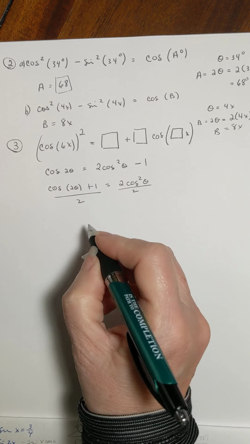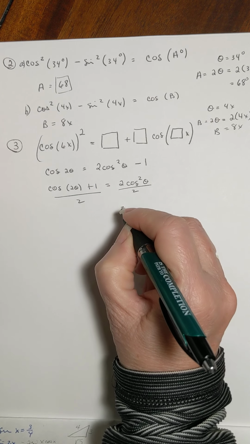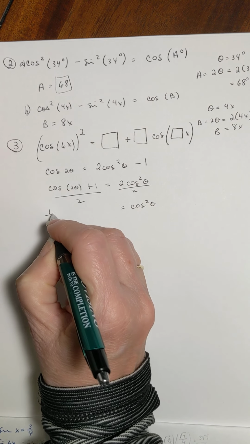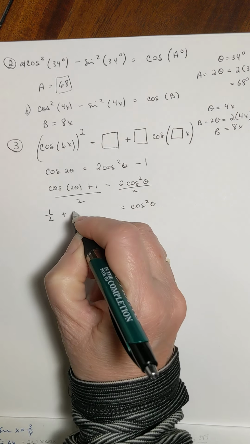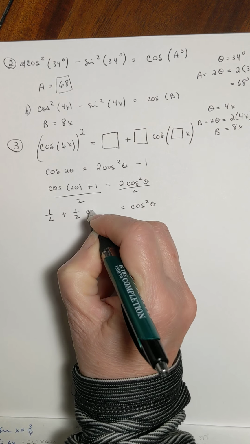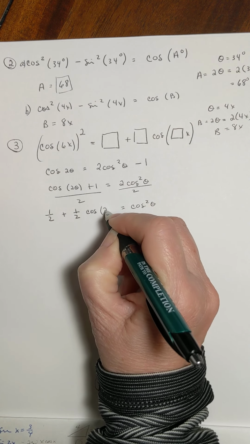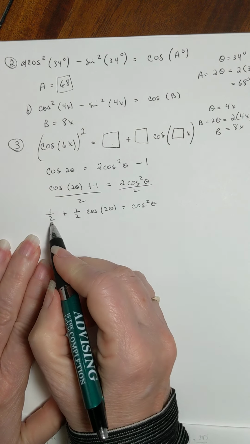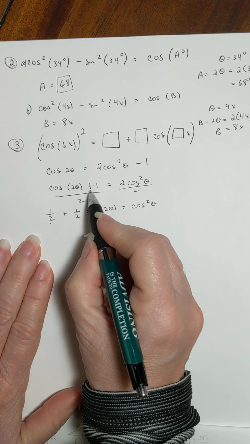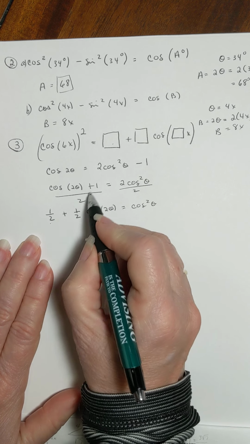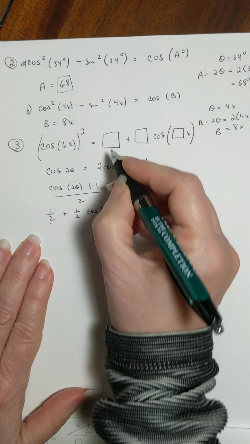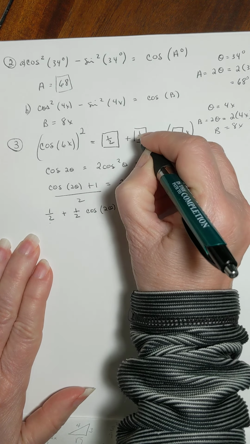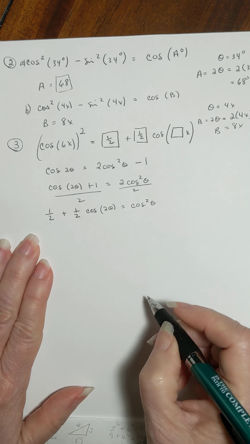Now if I rearrange this, I get cosine squared of theta, and then this would be 1/2 plus 1/2 cosine of 2 theta. So that tells me that in this little box, I get the 1/2. So I switched it around, and then I divided the 2 into both pieces. So this is going to be 1/2 in this box. This is going to be 1/2 in this box.